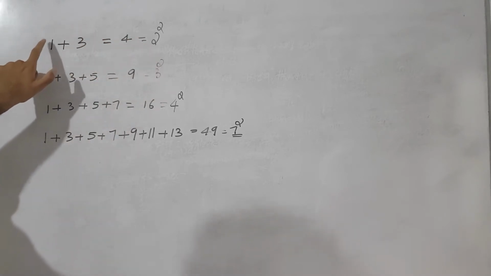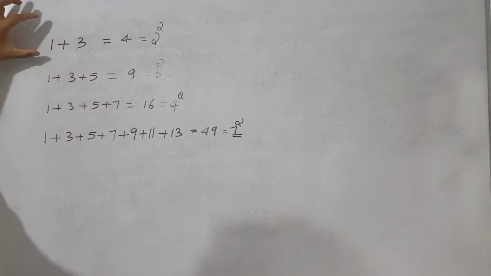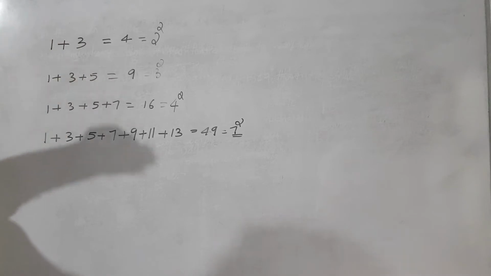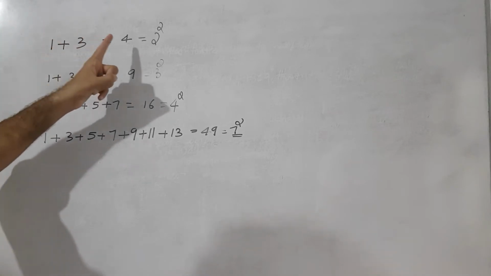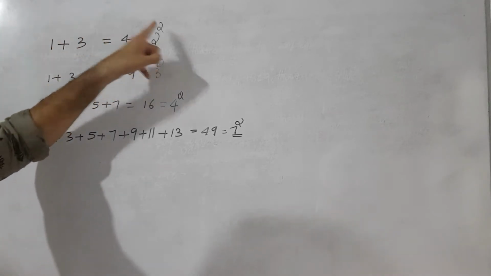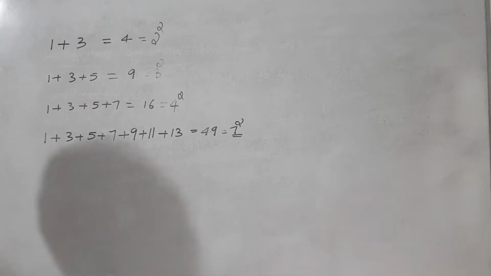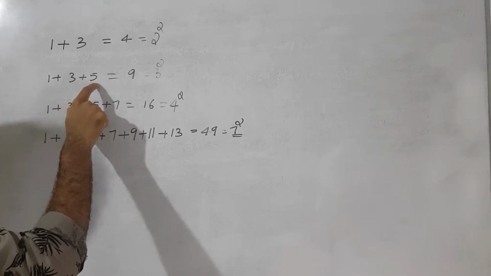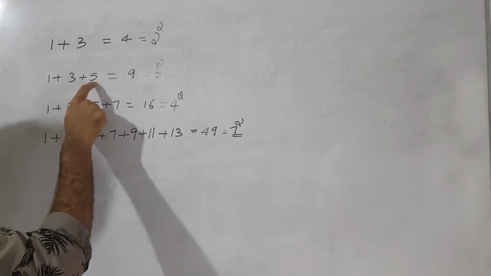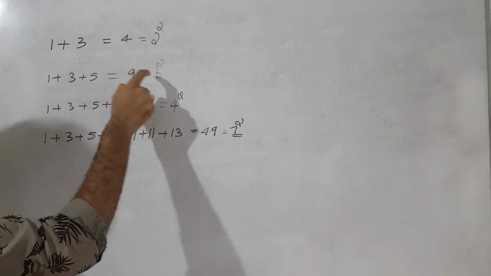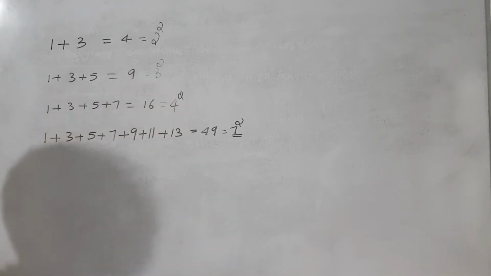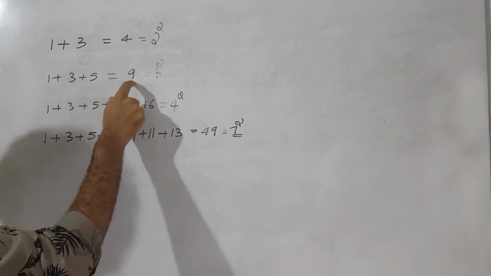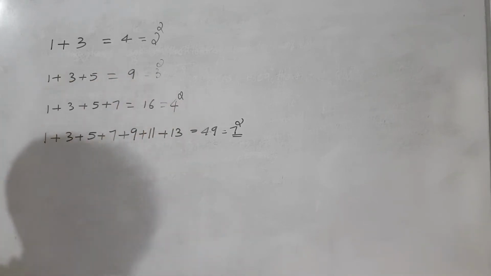1 and 3 we use. How many odd numbers do we use here? 2 odd numbers. The number of odd numbers is 2, correct? Then the result is 4. That one is 2 squared. Then the second example. How many odd numbers do we use? We use 3 odd numbers. Then the result is 9. 9 is the square of 3.